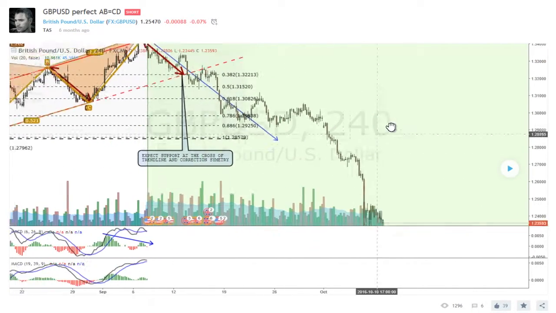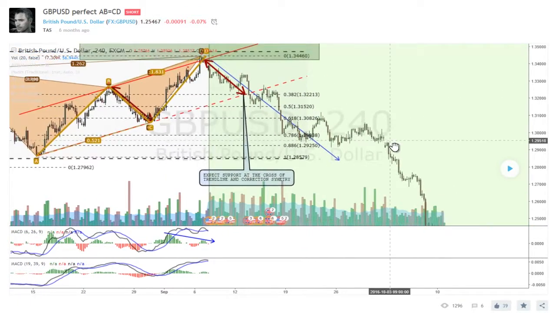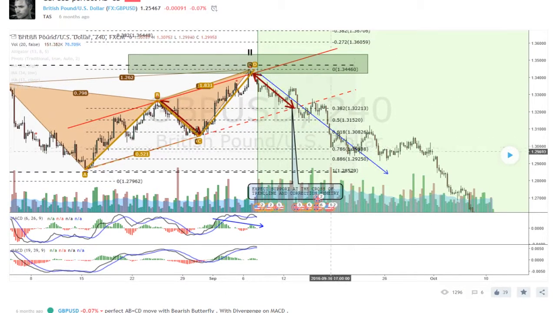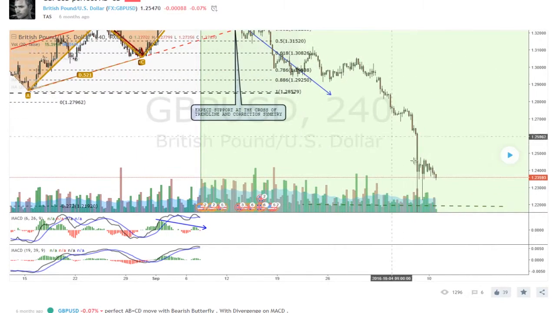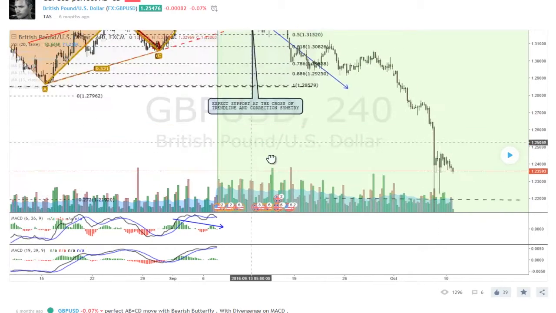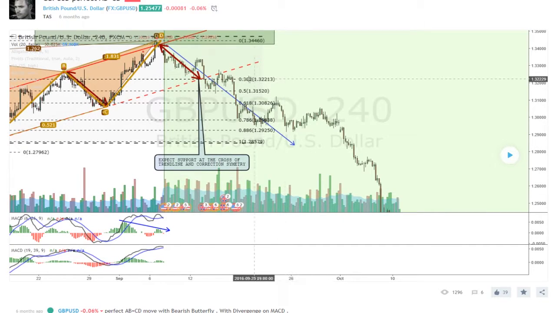I actually kept moving my target away because by here structure had given me another target, and this was a wave 2, so I was trading a wave 3, so I ended up taking my profit there on the green line. It was an amazing trade.